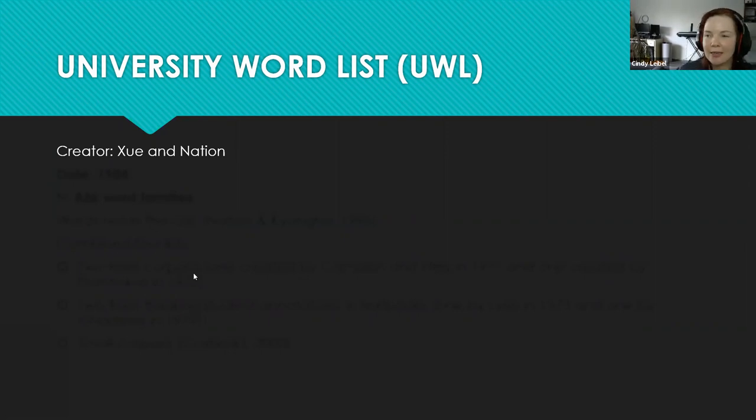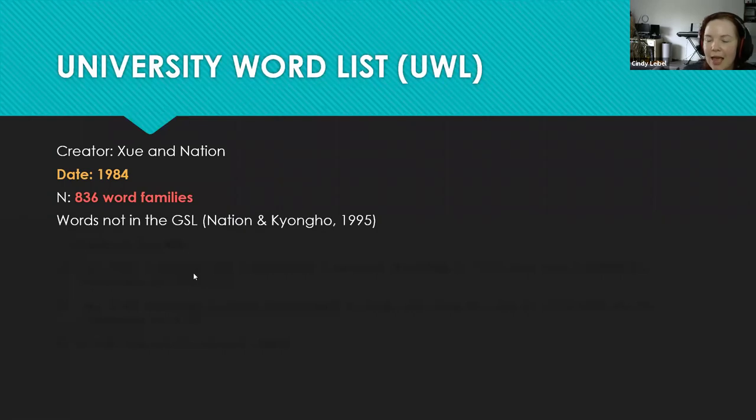Now, the less popular one, the university word list, but this is the precursor to the AWL, was created by Xue and Nation in 1984. So this is when we started to get computers going. This one has word families, unlike the previous list, which just had words, right? So they started to think about word families when generating the list. And they focused on it by saying, okay, if it's in the GSL, we're not going to put it in our list. So this list's foundation is based on the GSL first.